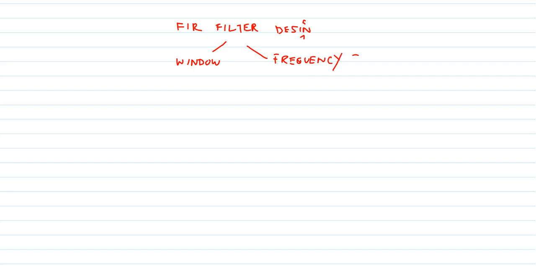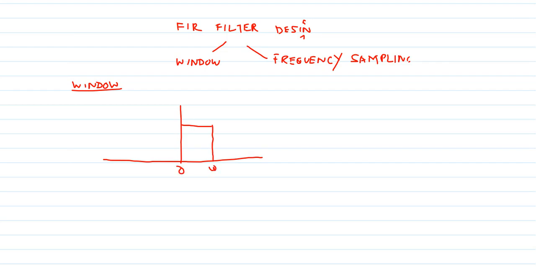So basically, what is a window method? That's what we're going to see. For that we'll start with the ideal low pass filter response. Just consider an ideal response. This is how your low pass filter actually looks like. This is omega c, and this goes up to pi.